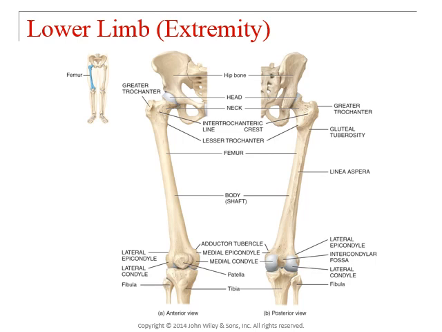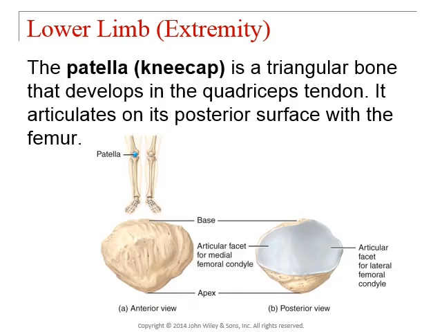This will be very important for the cruciate ligaments in particular. Just atop, or I should say more superior and also superficial to the condyles, you find the epicondyles, both medial and lateral. Here you see the kneecap, also known as the patella. This is a triangular bone that develops in the quadriceps tendon. It is known as a sesamoid bone because it is enveloped in the quadriceps tendon. However, it does articulate with the femur.